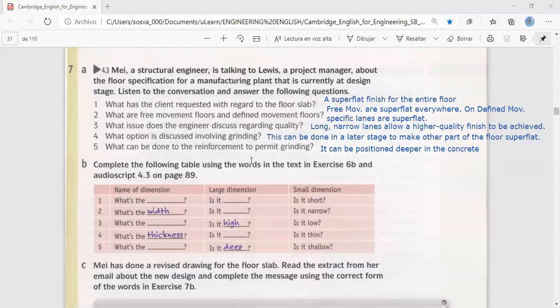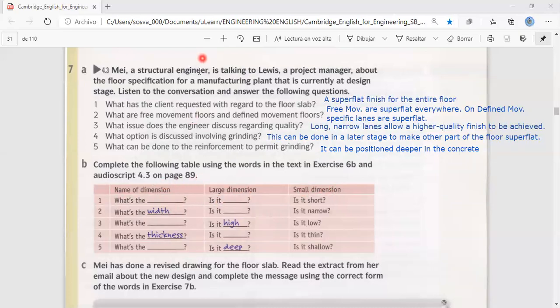Right. Perfect. Great. Those are the answers. Now, in the same part of this, you might look at letter B. It says that we have to complete the table that we have just below. We have 3 different names. We have the name of the dimension, the large dimension, and the small dimension, like opposites and synonyms.